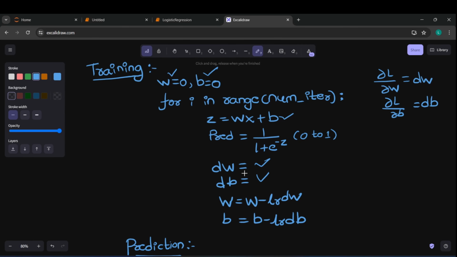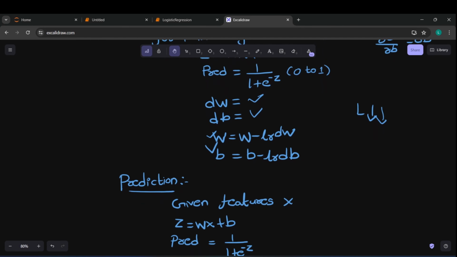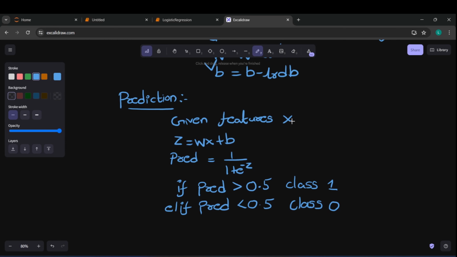dw is nothing but the dou L by dou w value, and db is nothing but the dou L by dou b value. And then we update the values of w and b using this formula so that our loss value reduces. So in each iteration the values of w and b keep on updating and the loss keeps on decreasing, and after all the iterations are completed we will end up with perfect values of w and b. In other words, our sigmoid curve will have perfectly fitted our data. Now how do we make the predictions? Let's say we are given some features in x. To make predictions, first we calculate the value of z by multiplying it with the final weight and adding the bias term, and then we do the prediction by passing it to the sigmoid function. And if the prediction value is greater than 0.5, it belongs to class 1, else it belongs to class 0.